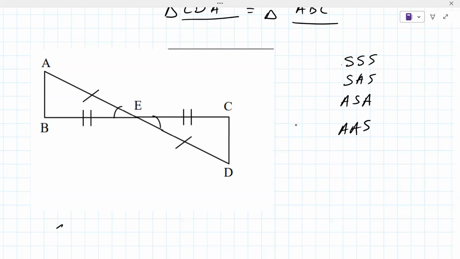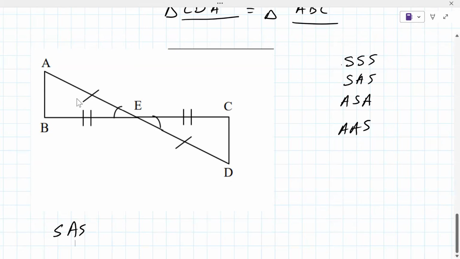It is SAS, and the angle is between the two sides. Okay. I kind of get how you're supposed to tell, but how are you supposed to tell if it's side-side-side or side-angle-side? Well, that's what we're doing. We're trying to go through all the possibilities.